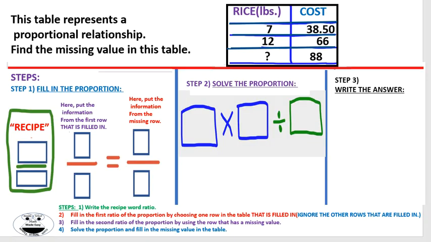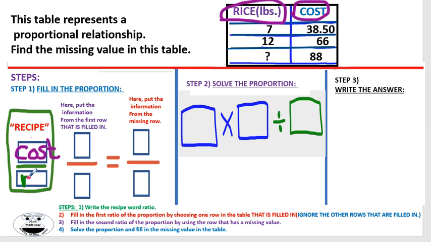So let's continue. In the last video, when we chose the recipe, we just looked at the 2 titles on the top of the table, and we see here it's rice pounds and cost. And I'm going to continue with the same recipe. It doesn't matter if you use a different recipe. I showed in my previous video that as long as you follow this method, as long as you follow your recipe that you create with the proper titles, then you will get the same answer.